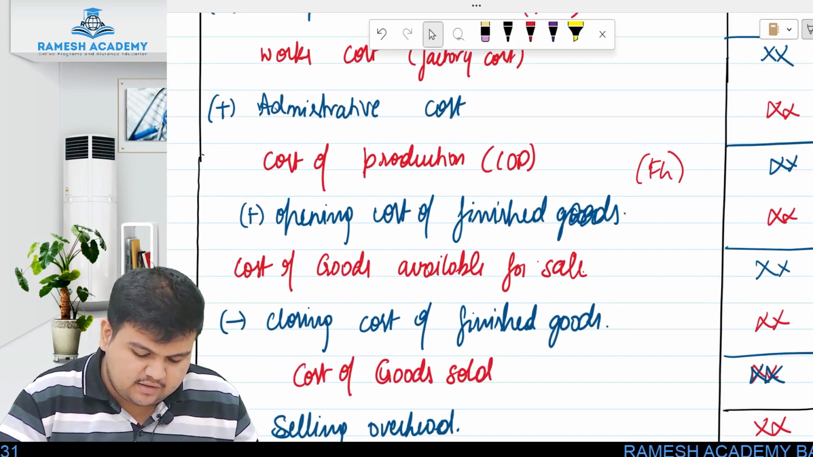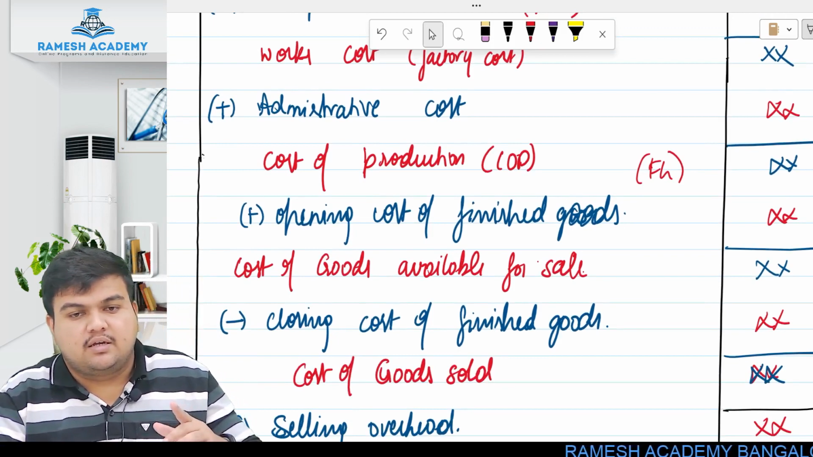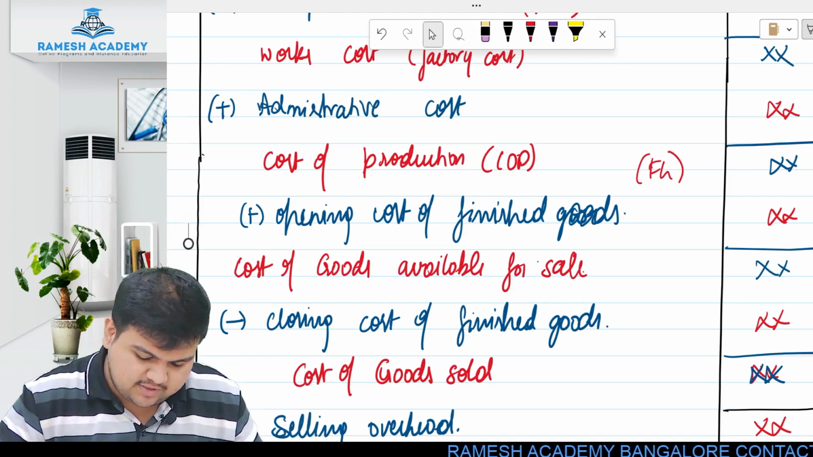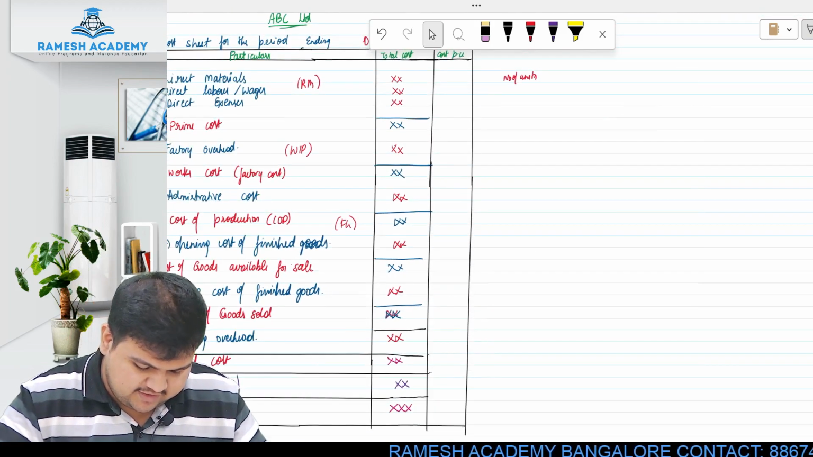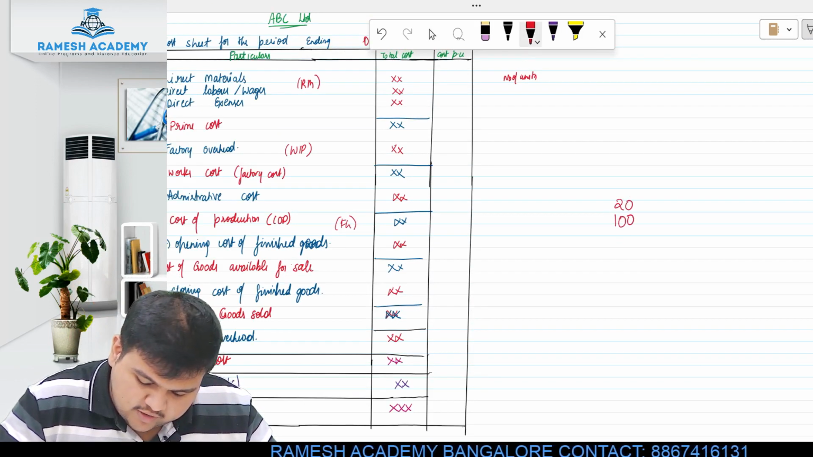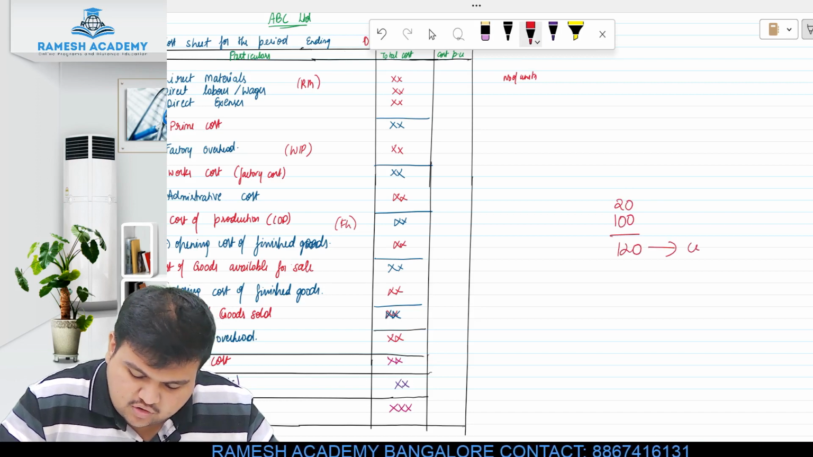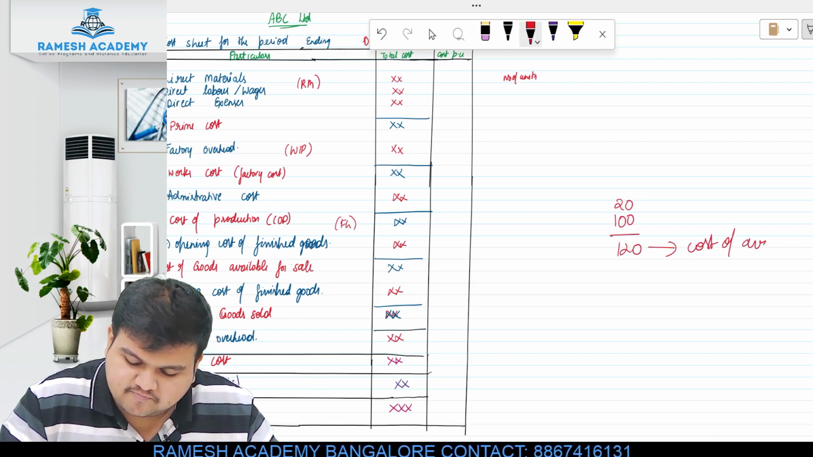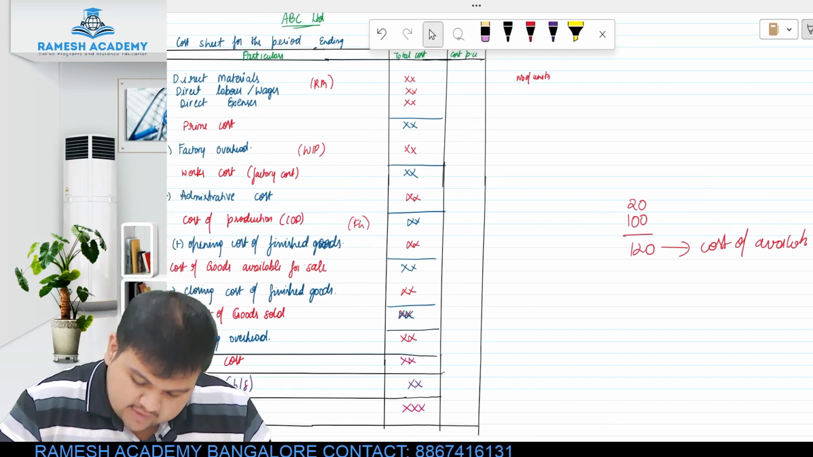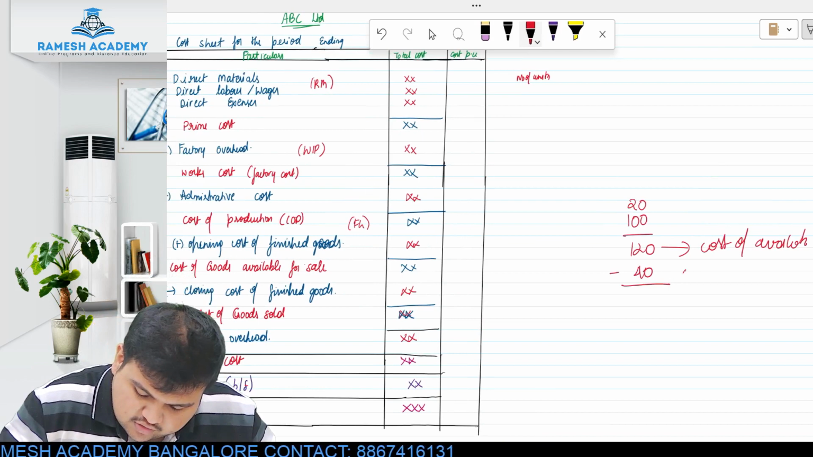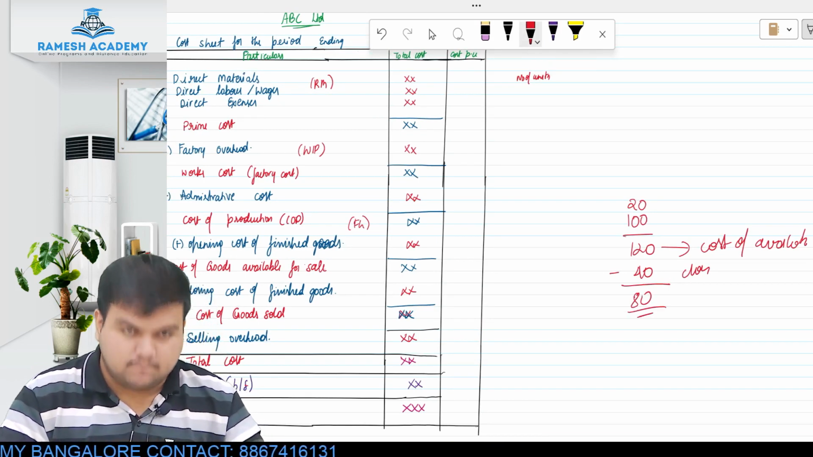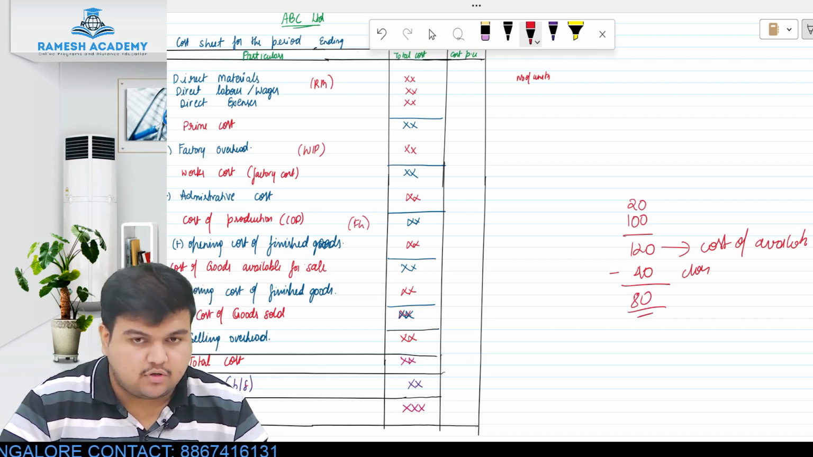Then adding finished goods opening and closing stock, I'll explain it in a nice way. As I said, 100 units, and you had 20 opening stock, total 120. This is the cost of goods available for sale. You have 120 cost of goods available for sale. You deduct 40 which is not sold, the closing stock. You get cost of goods sold 80. This is the cost of goods sold.